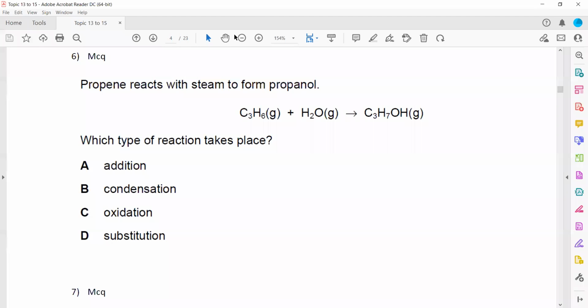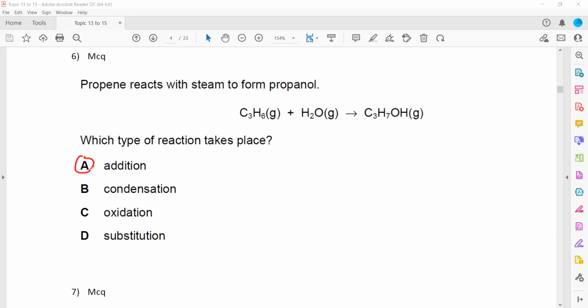Propene reacts with steam to form propanol. Which type of reaction takes place? Remember, all the reactions of alkenes are addition reactions except for combustion. So whenever there are more reactants and only one product, what do we call this type of reaction? We call that an addition reaction. So with reference to that, A is the right answer.